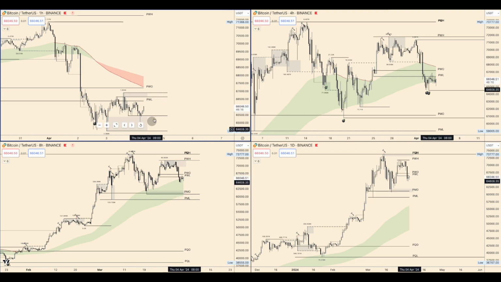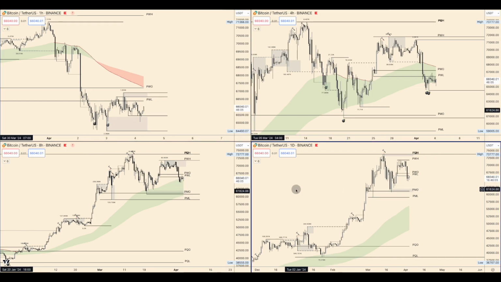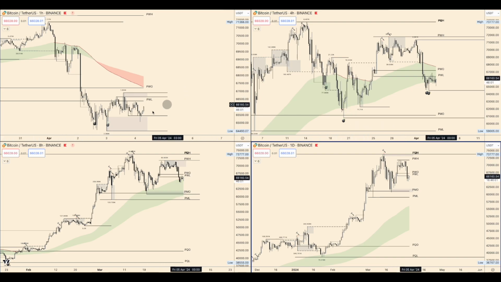So you can see that we're looking bullish here on the 1 hour, reflecting on the 4 hour, that we're moving above this. But still the 8 hour hasn't really happened too much, and the same goes for the daily. The daily as well is kind of passive. It's more or less what happens on the 1 hour at the moment.